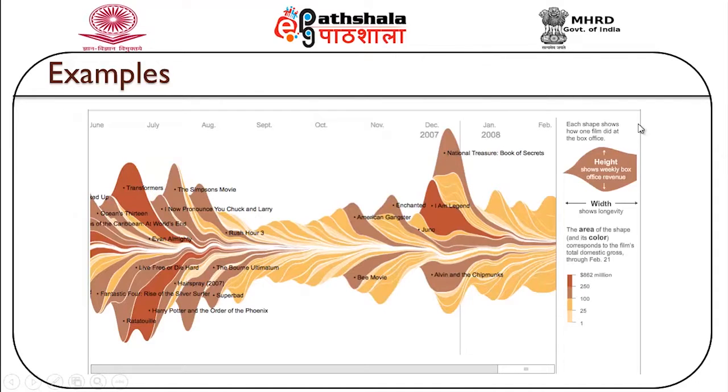So here each shape shows how one film did at the box office. Starting from June till February for each and every year, the height shows the weekly box office revenue of each and every movie, and the area of the shape and the color correspond to the film's total domestic gross. So the gross income from that film is represented with respect to the color information, and what are the various films. The film information is also given here with respect to the timeline.